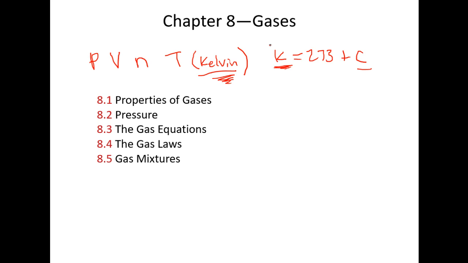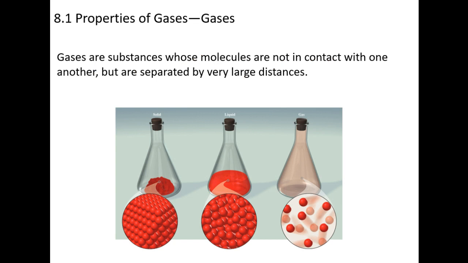All right, most people find this chapter pretty easy. The math is pretty easy. So there shouldn't be too many problems. All right, again, just what is a gas? A gas is a substance whose molecules are not in contact with any other. They are separated by large distances.